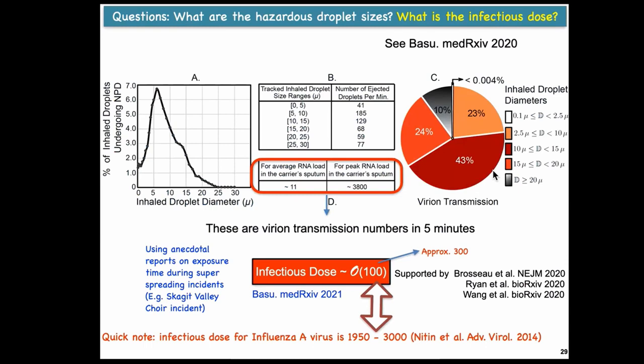So for example, for influenza A virus, the number of virions you need to inhale to get sick is around 2,000 to 3,000. So this shows that SARS-CoV-2 is almost 10 times more contagious than a flu A virus, because the order of the infectious dose is just one order smaller.